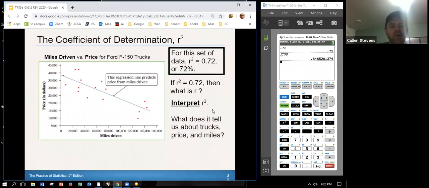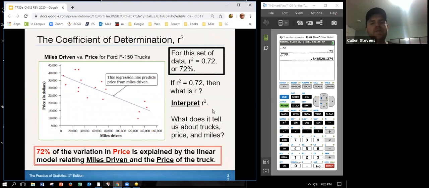And then we want to interpret R squared. That's new to us. What does R squared mean? Here's what it looks like. 72% of the variation in price is explained by the linear model relating miles driven and the price of the truck. That's pretty cool, okay? So we're saying that 72% of the variation in price is explained by the linear model relating to miles driven.